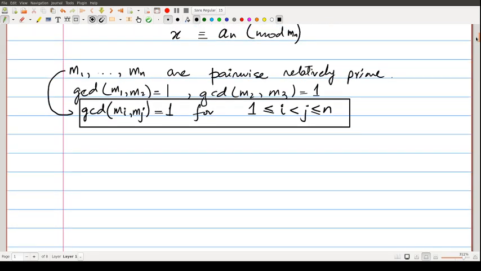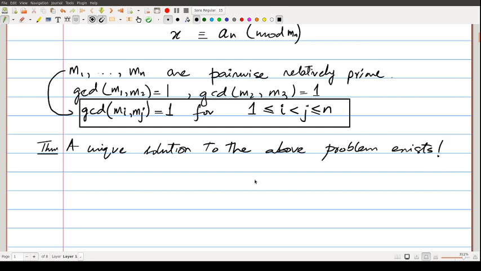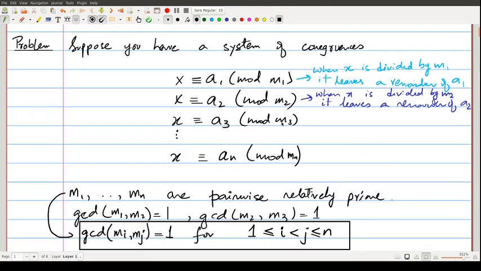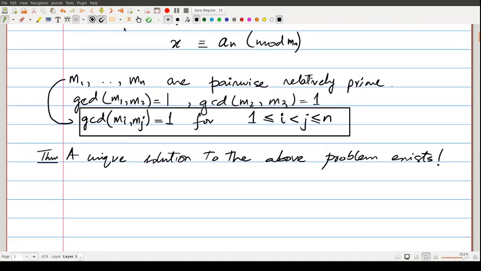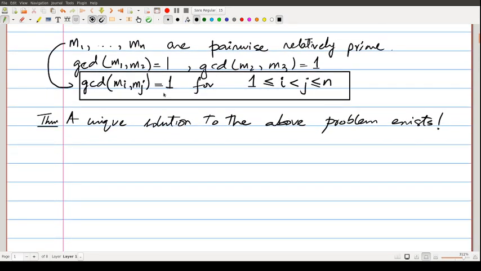Okay, and so that takes us to the Chinese remainder theorem. First, let's just try to solve that system of congruences. In essence, the statement of the theorem is as follows. The statement says just that a unique solution to the above problem exists. That's all the theorem says: if you have a problem set up like that, where the m's are relatively prime and x leaves the remainders a1, a2, and so on, then a unique solution to this problem exists. And now we find that solution.